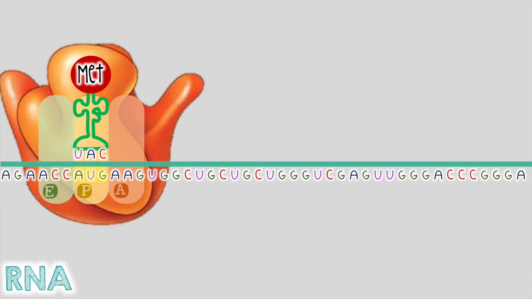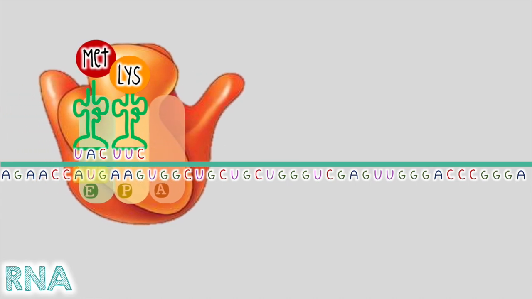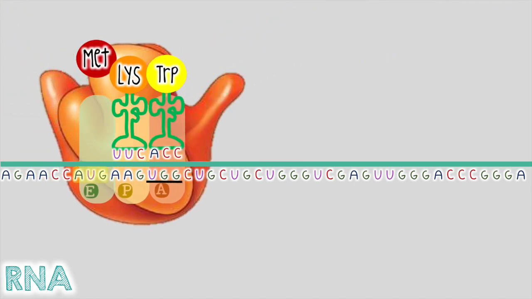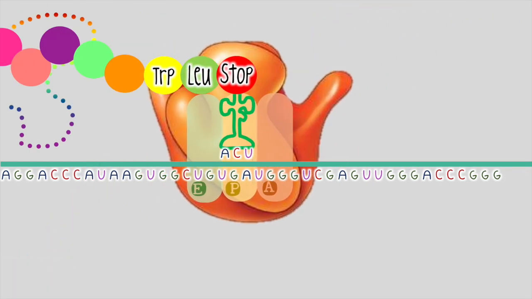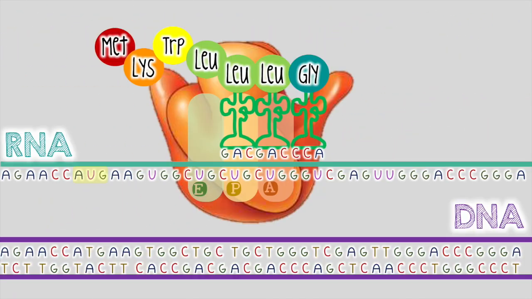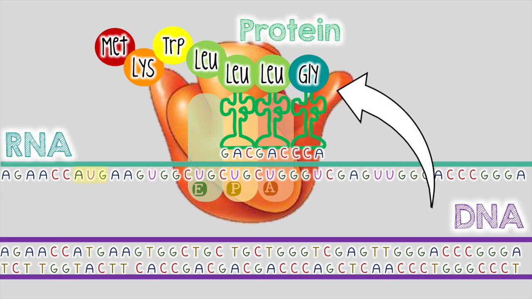This code will start with AUG and methionine. Because the code is non-overlapping, the next codon is AAG, which codes for lysine. Then, the next code is UGG, which codes for tryptophan. And the ribosome will continue reading until it gets to a stop codon. In this way, the DNA code specifies the protein code.